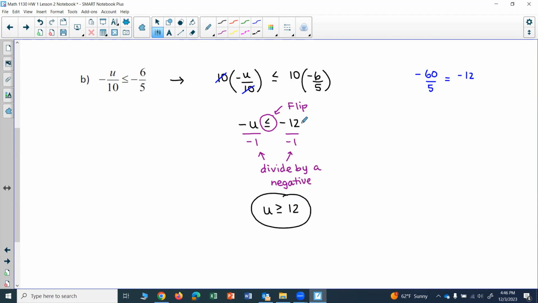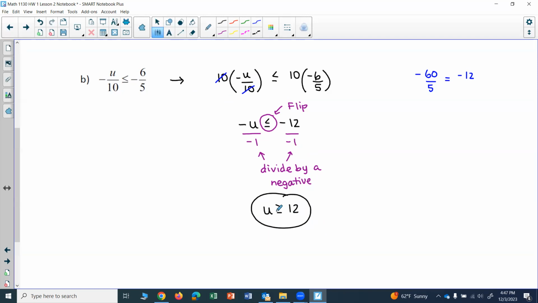If you wanted to check your endpoint to make sure that 12 is the correct endpoint, you could plug it in here. You would get negative 12 over 10, and that's equivalent to negative 6 over 5. So that's the correct endpoint, 12 is. And then you just want to make sure you've followed the correct steps. You divide by a negative, you flip the inequality.